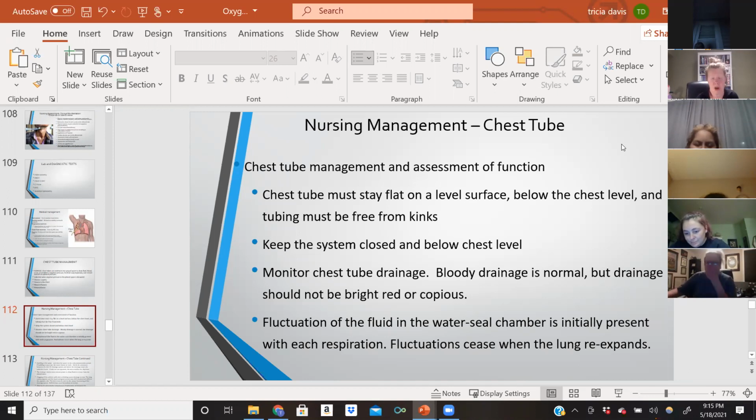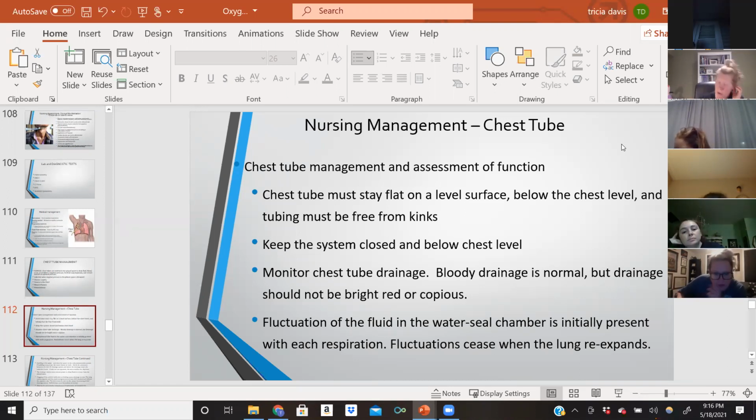You guys need to know how to manage your chest tubes. You're going to see this on your test. You are going to monitor the chest tube for drainage. Bloody drainage is normal, but it should not be bright red or copious. It could be at first. When you first put it in, that is something expected that you'll see because it just went in. But as time progresses, it should get a little bit darker.